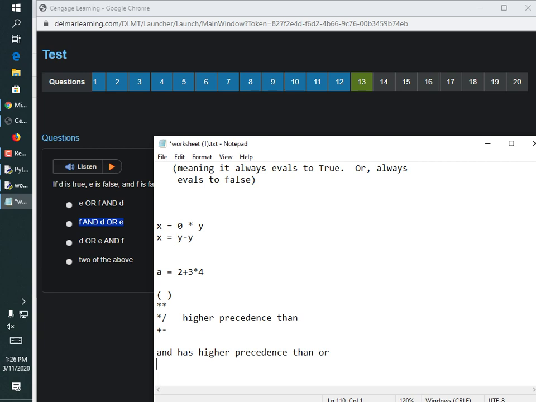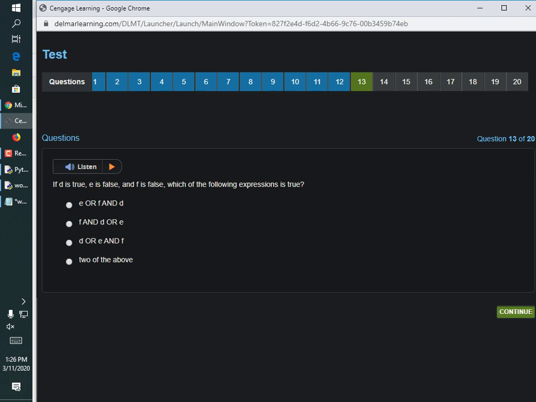So we have to take it apart and figure out what it equals. We do the ANDs first, F and D. Is F true? No, F is false. So that rules this one out right away. But we have to check E as well now.